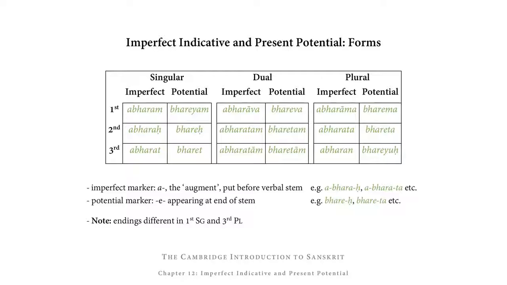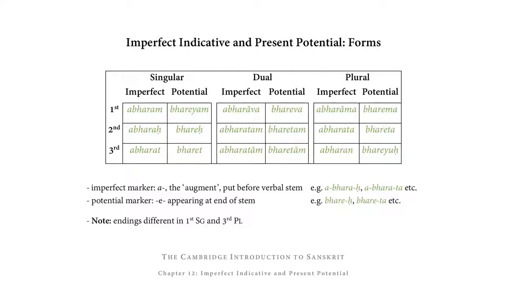Other than that, you use the same stem. In the case of the imperfect, you use the stem plus an a at the beginning. In the case of the potential, you use the stem but with the final vowel, not an a but an e, and then you add the exact same endings. The exception to this last bit is that first singular and third plural don't have the same endings, but in the case of first singular, we've got similar endings, and eyam, and in the third person plural, we have completely different endings.